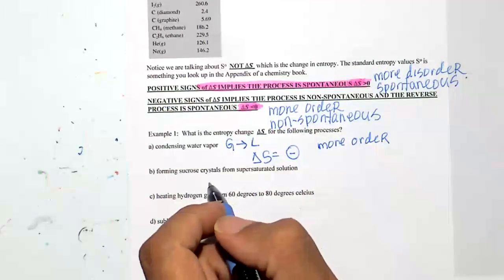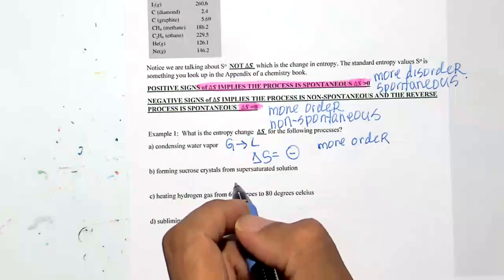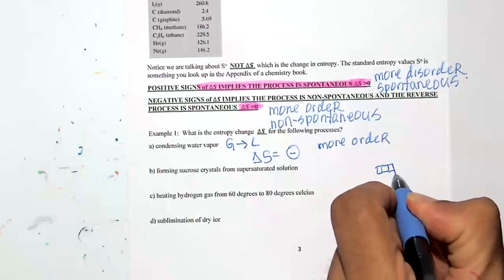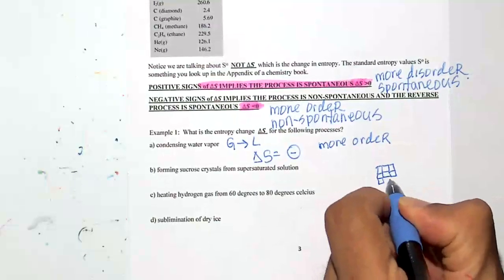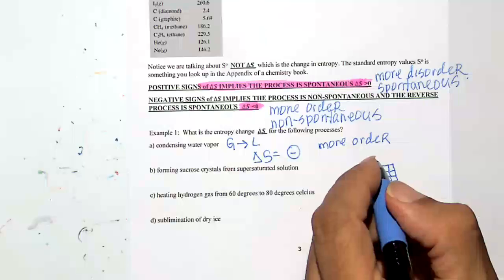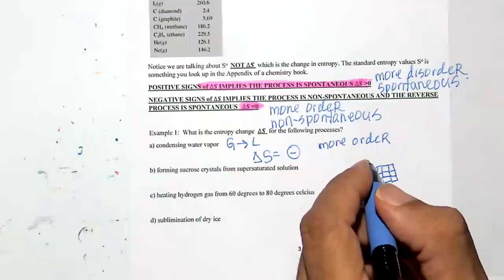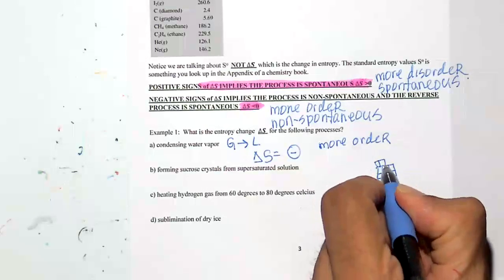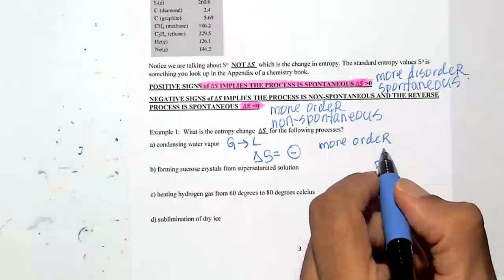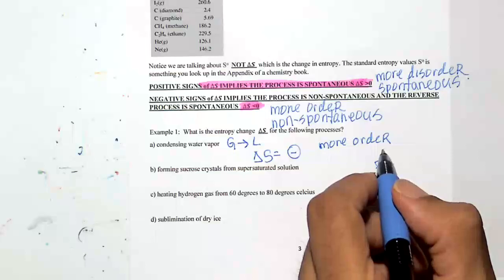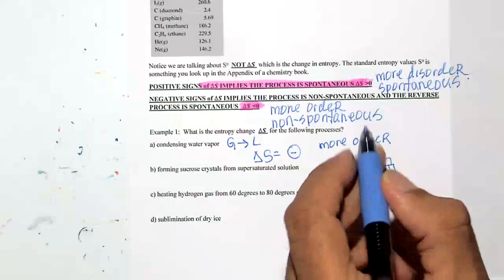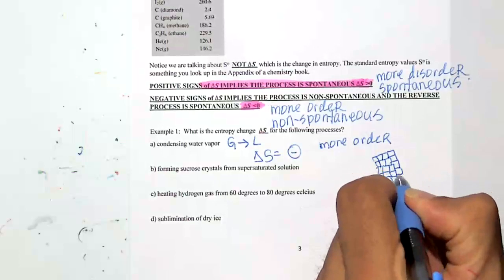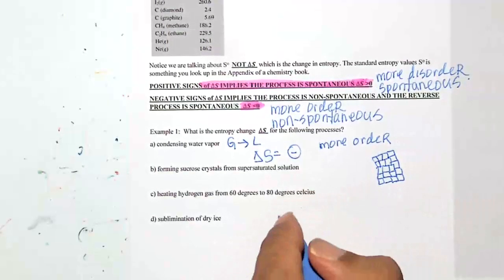How about forming sucrose crystals from a supersaturated solution? Forming crystals, what do you think that is? Okay, more order. So I don't know if you guys remember a lab we did on the density of solids. Do you remember that lab? There they mentioned that each of those metals that you weighed and figured the density of were composed of unit cells. A crystal is also composed of individual units called unit cells.